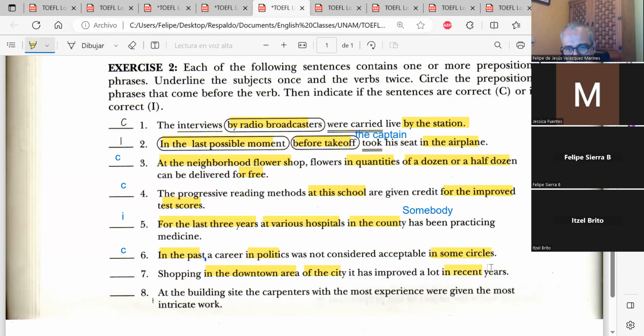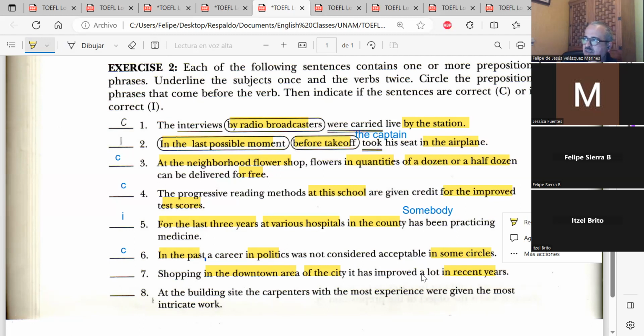in recent years. Okay. So, can you say that shopping, it has improved a lot? Pay attention to how I am saying it. Shopping, yes. It has improved a lot. Is it correct? No. If I say it like that, shopping, it has improved a lot? No. But what if I say shopping, it has improved a lot? Yes, it's correct. Okay, so this is one of the things.